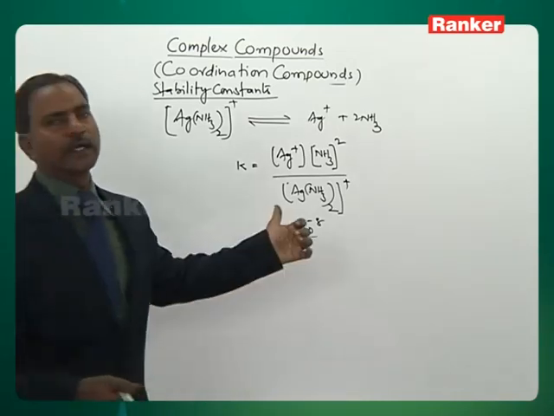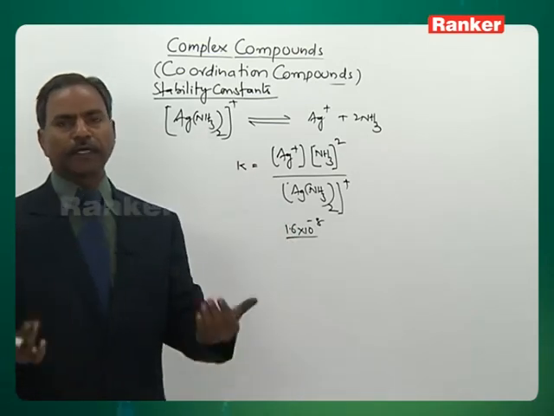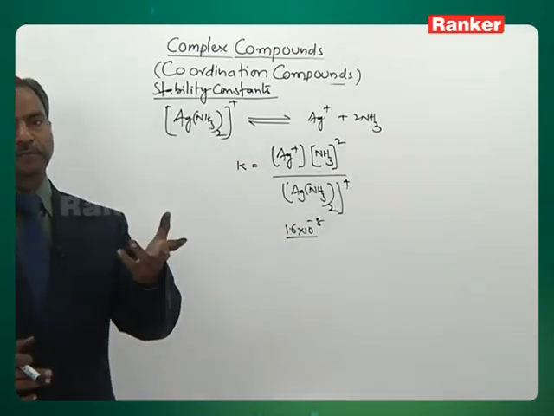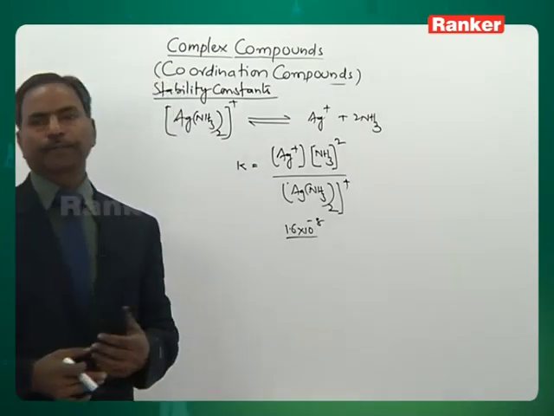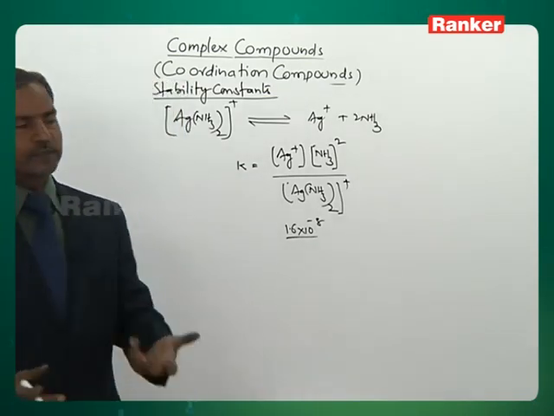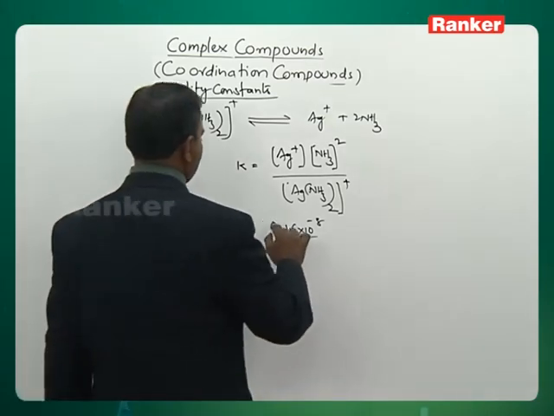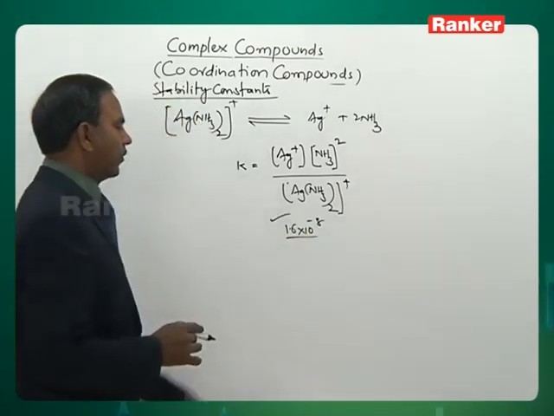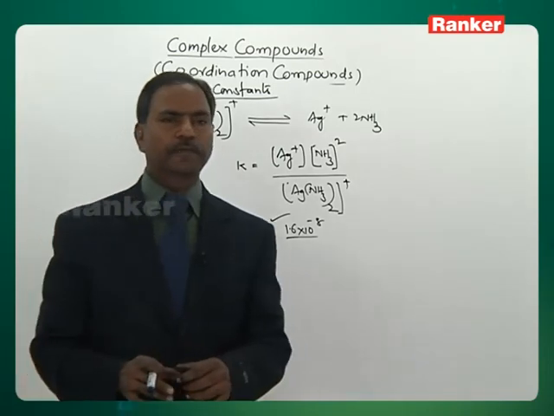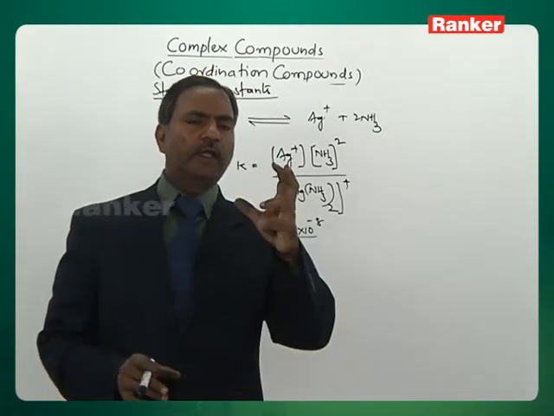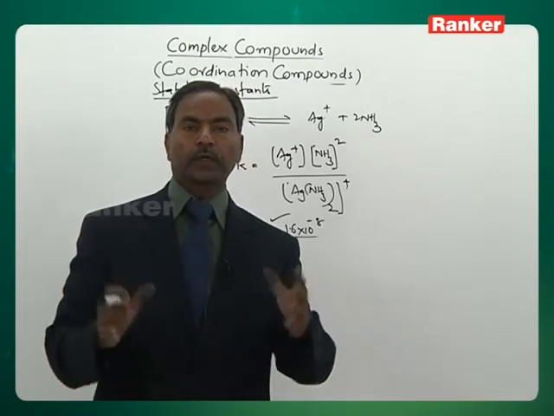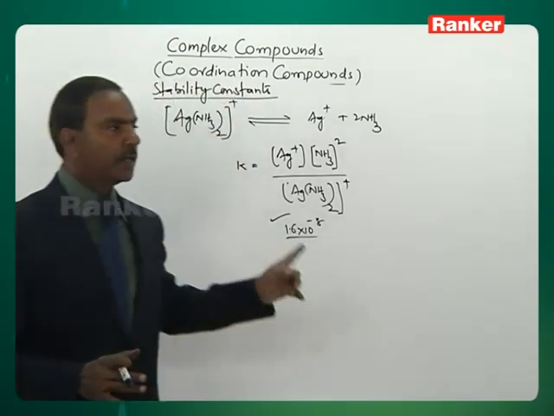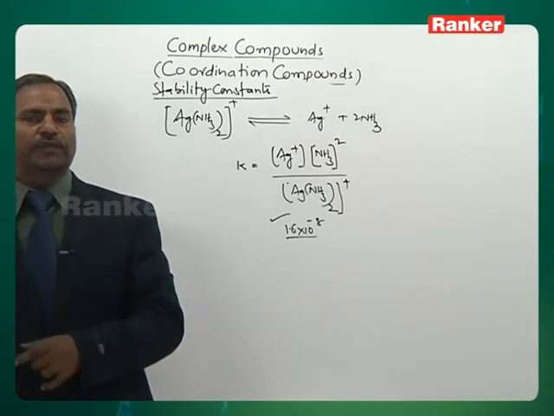This particular K, we can consider as an equilibrium constant, but for our discussion's sake, let us consider this K as the dissociation constant. The dissociation constant value, how much is it found to be? 1.6 to the power of minus 8. It is a very, very low value. What do you understand? The dissociation constant is very small.